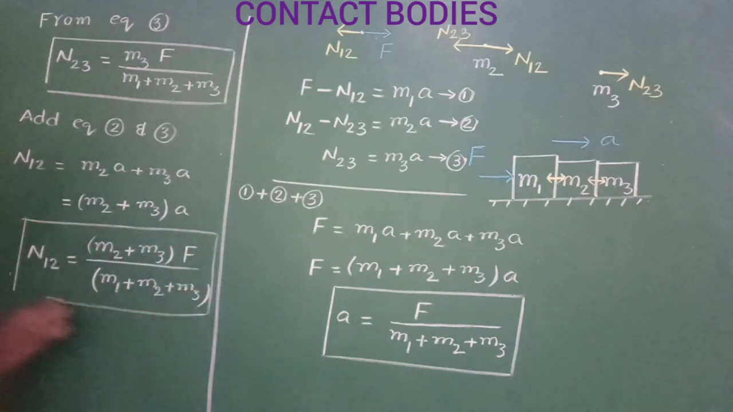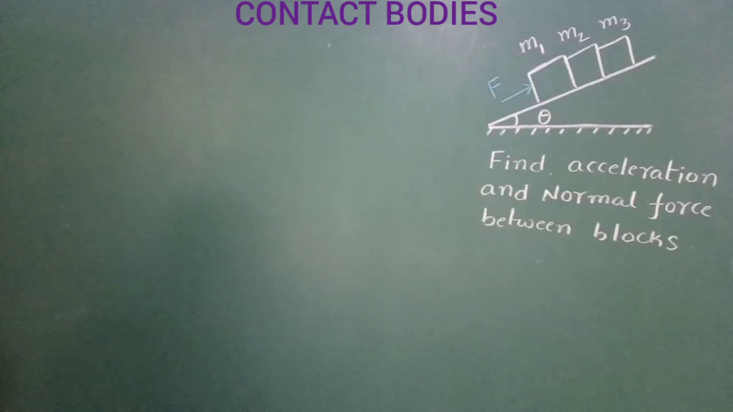This is the normal reaction between block 1 and 2. Next case. 3 blocks of mass m1, m2, m3 are placed on an inclined plane making an angle theta with the horizontal. Block m1 is pushed with a force F up the inclined plane. Then we should calculate the acceleration and the normal force between the blocks.